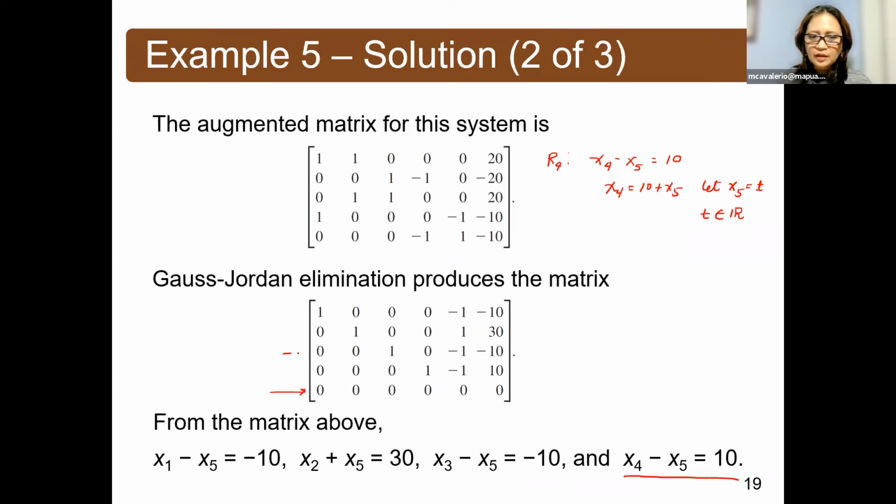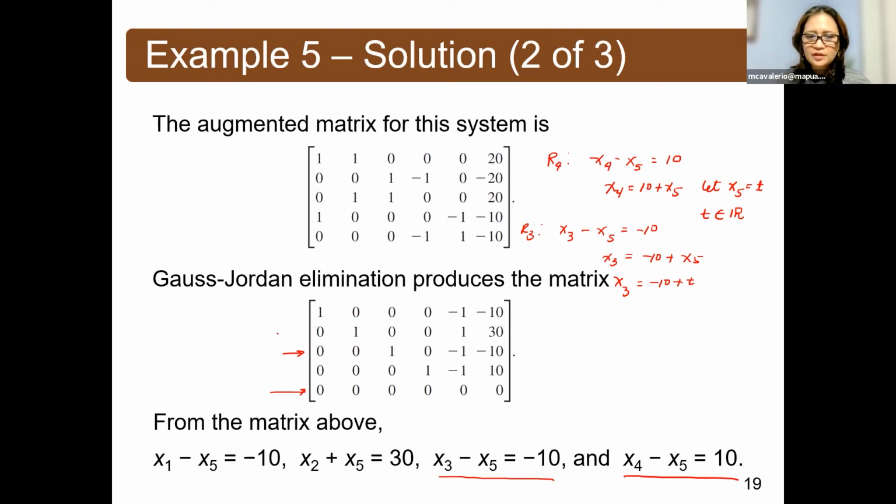Looking at row 3 now, we see that x sub 3 minus x sub 5 is equivalent to negative 10. So x sub 3 is equivalent to negative 10 plus x sub 5. Since x sub 5 is t, then x sub 3 is negative 10 plus t.